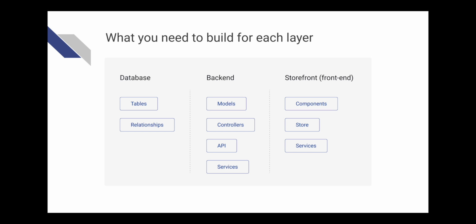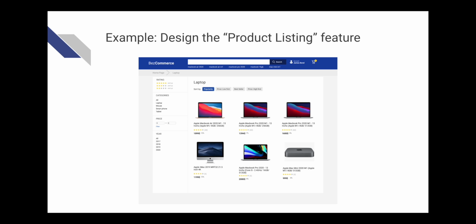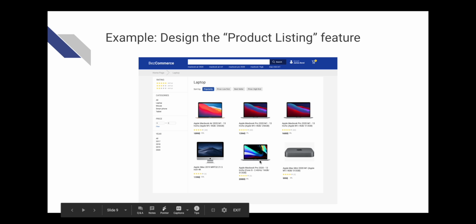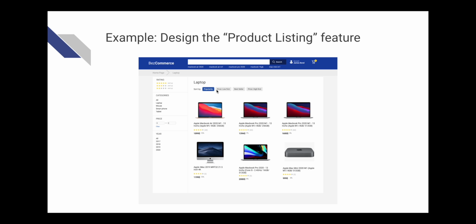So as I said before, this is a practical course. So let's apply the design on a real feature. The feature that I want to implement here is the product listing. It has some products over there with some filter on the sidebar, also on the top bar here. So how do we implement this product feature?